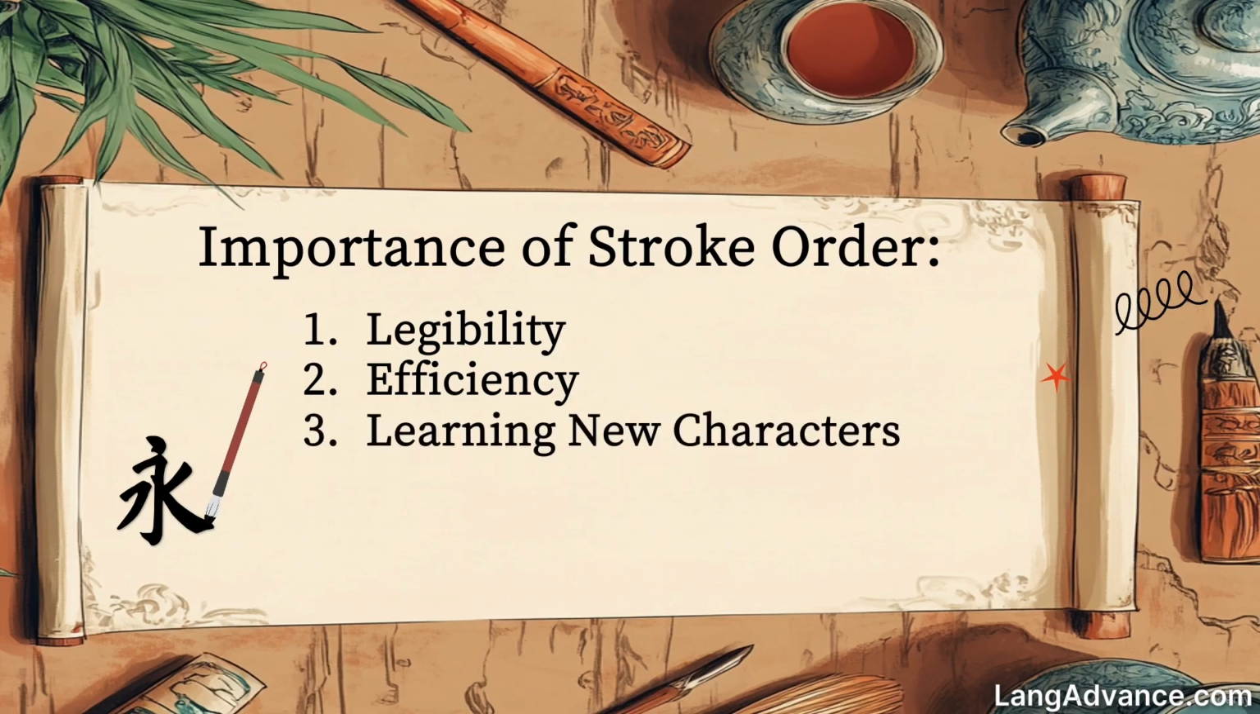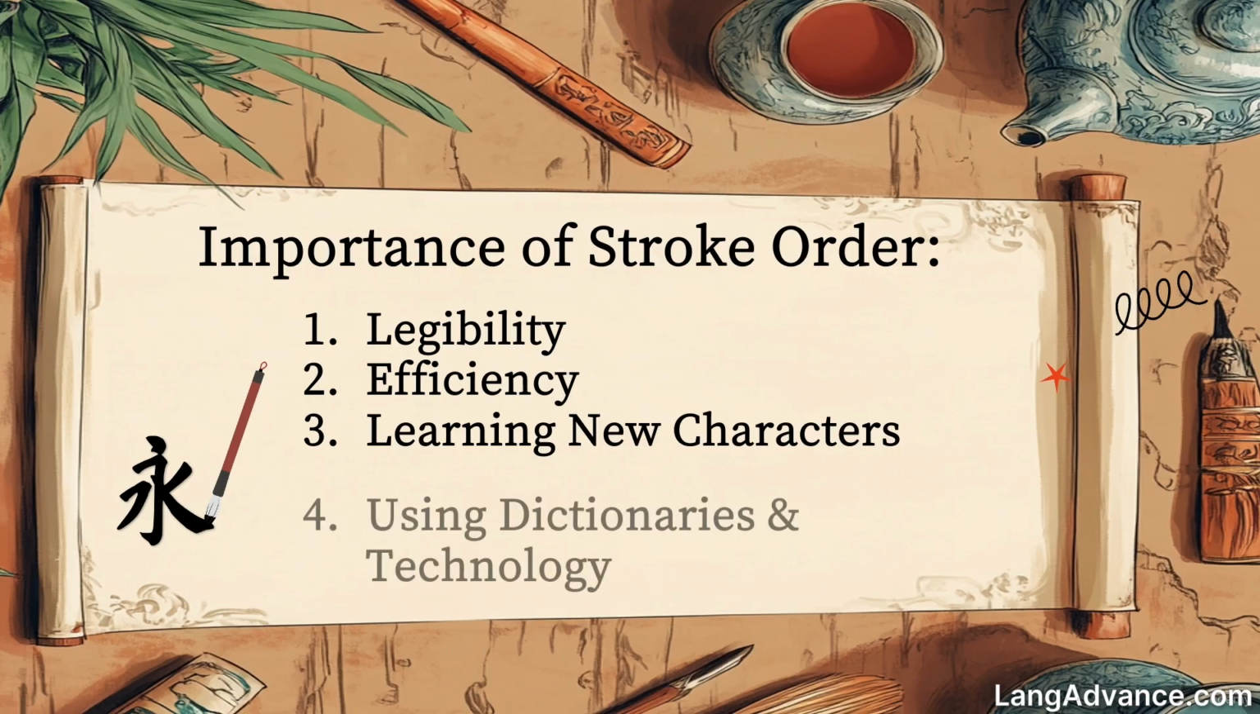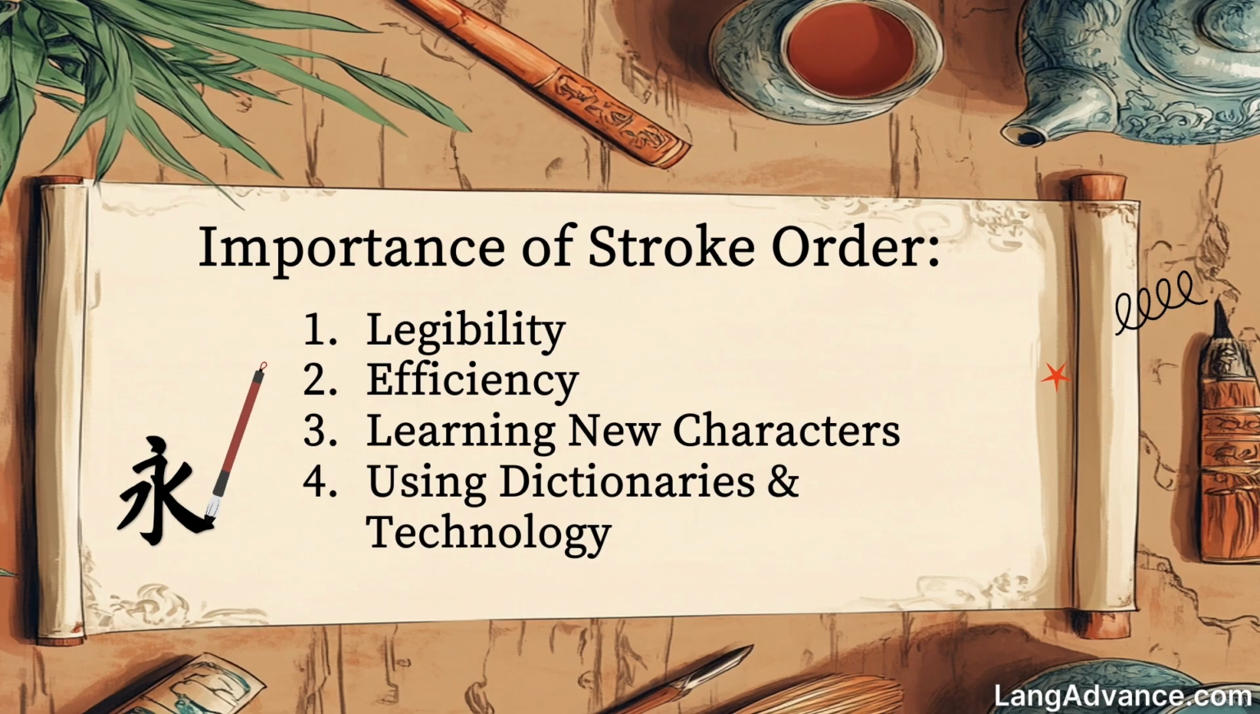Number three, learning new characters. Stroke order serves as a guide for learning new characters. Once you understand the basic rules, you will find it easier to remember and reproduce unfamiliar characters. And lastly, using dictionaries and technology. Many Chinese dictionaries and digital input methods are designed around stroke order. Knowing the correct sequence can help you look up characters more easily and use the handwriting input on devices.